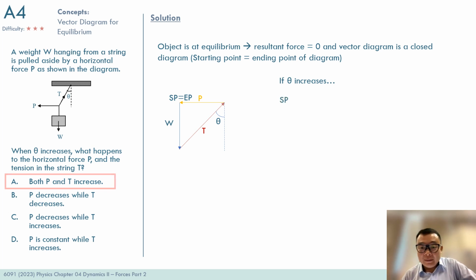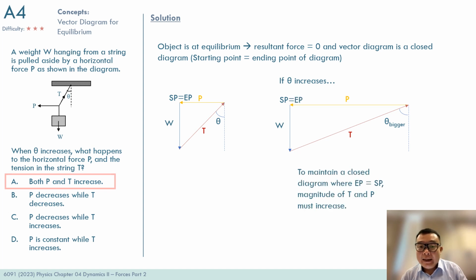Now, if I force myself to repeat this diagram again with a bigger theta, this is what I will get. So I'll do the same process. I will start with a downwards weight, no change as of now. But when I start to draw in my tension force, the diagonally upwards vector, I draw it such that the angle theta is much bigger. And lastly, I complete the diagram by drawing a perfectly horizontal line to represent force P, and this force vector must end at the starting point.